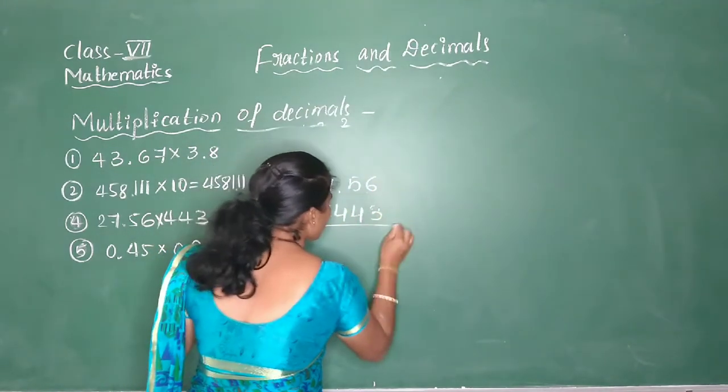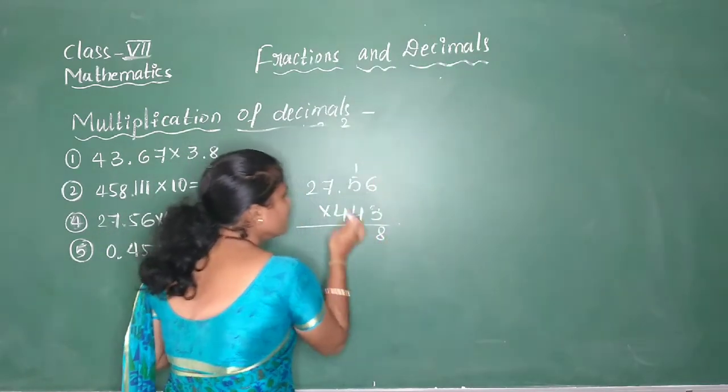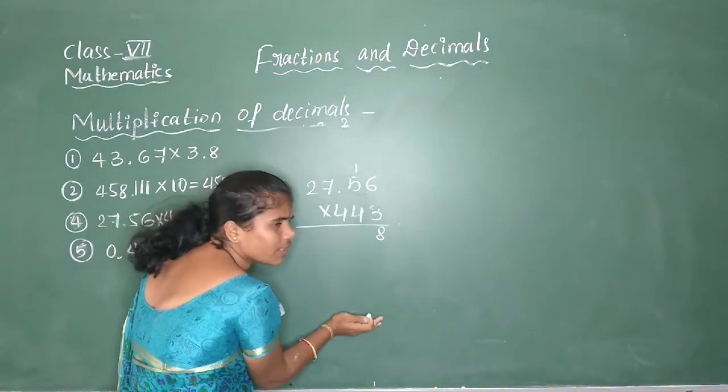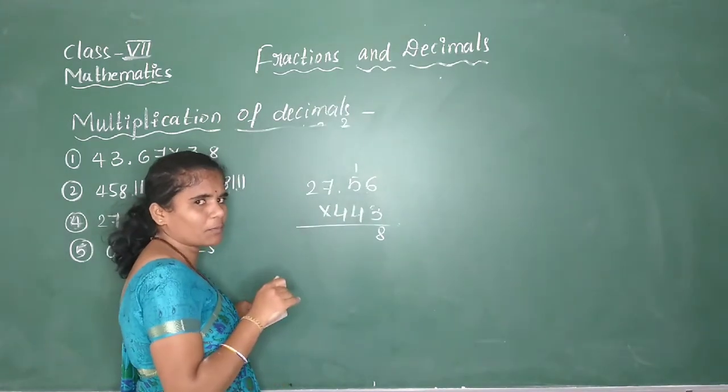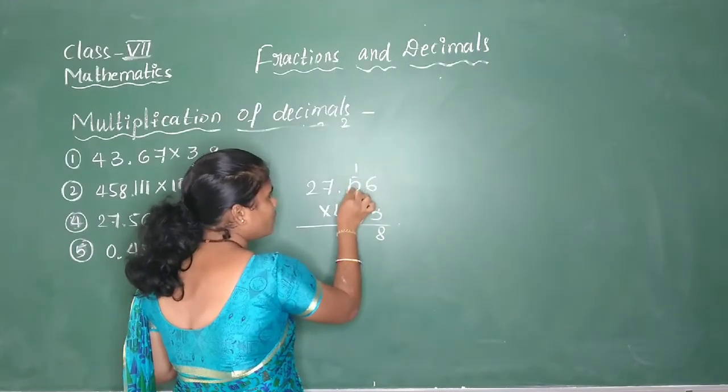Okay. 3 6s are 18. Leave this point first. After we get the result, then we can put the point. Okay, 3 6s are 18. 3 5s are 15.